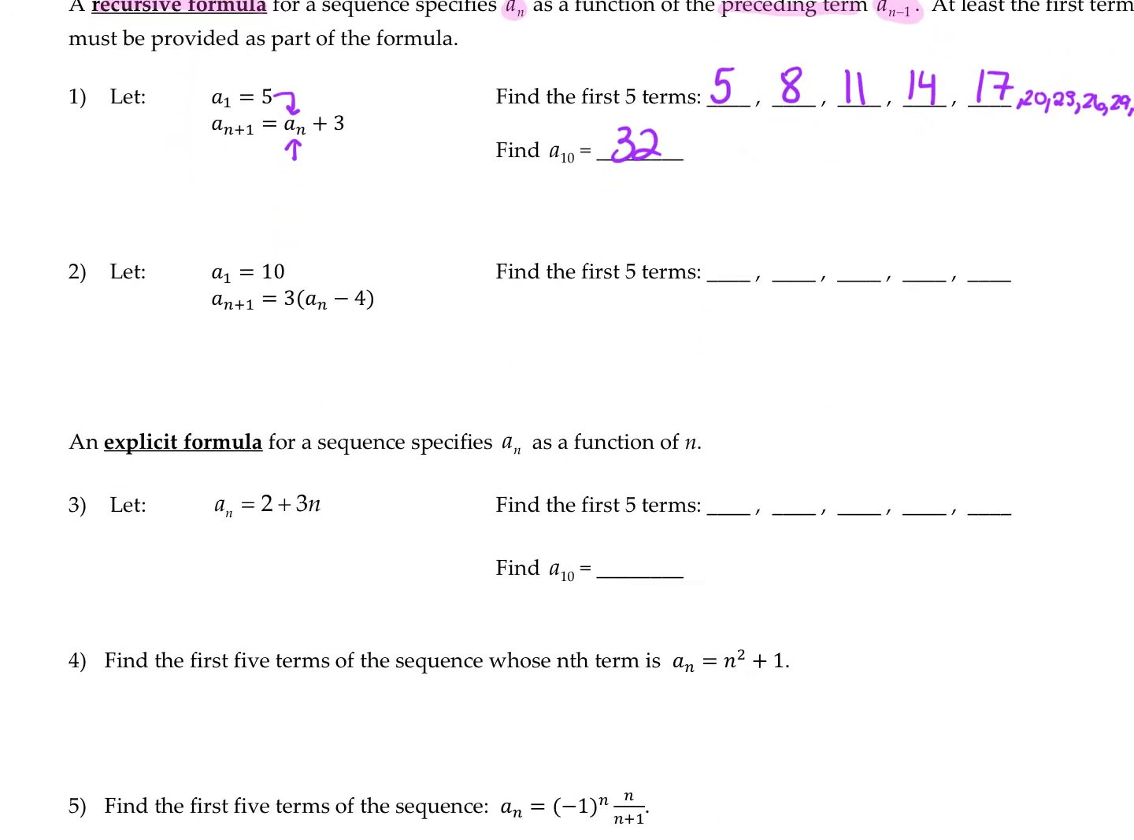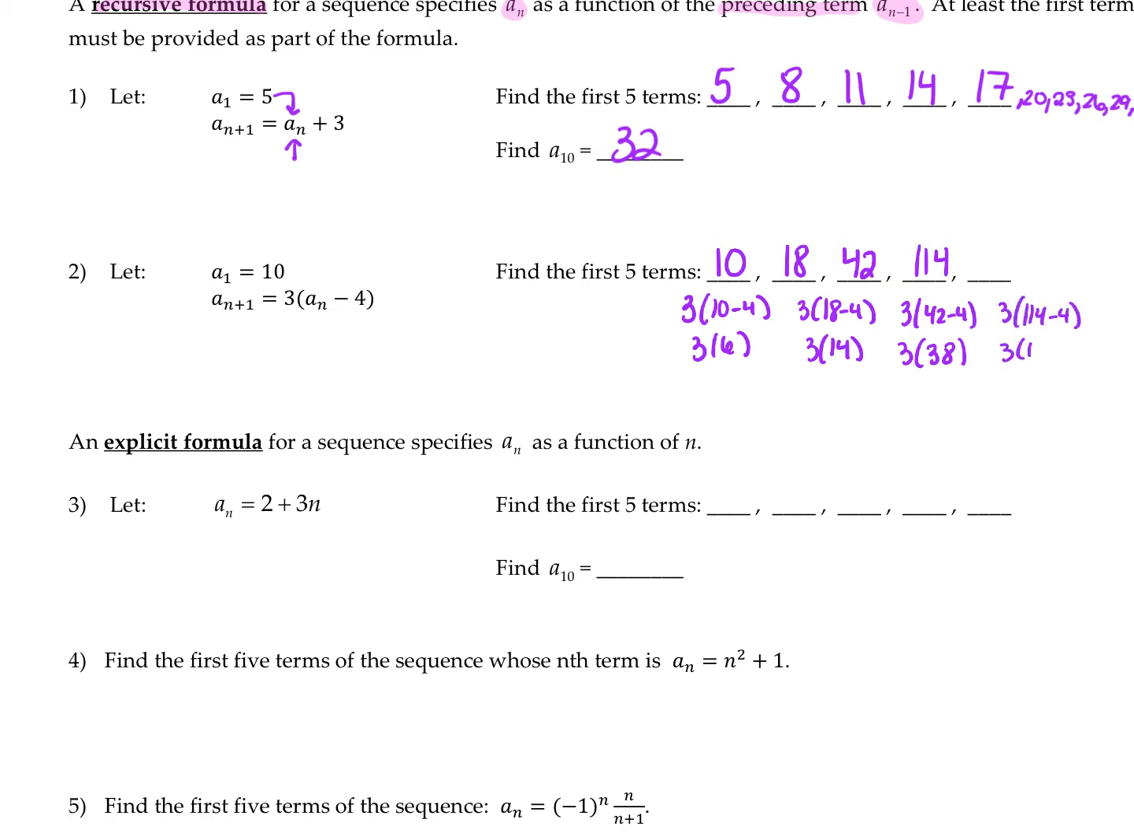Similarly, in number 2, my first term is 10. I'm going to get my second term. I'm going to plug 10 into my formula. And so I'm going to have 3 times 6, which would be 18. Then to get my next term, I'm going to plug 18 into my formula. So I end up with 3 times 14, which is 42. Then I'm going to plug 42 into my formula. Then I end up with 114. Then I'm going to plug 114 into my formula. And I end up with 330.